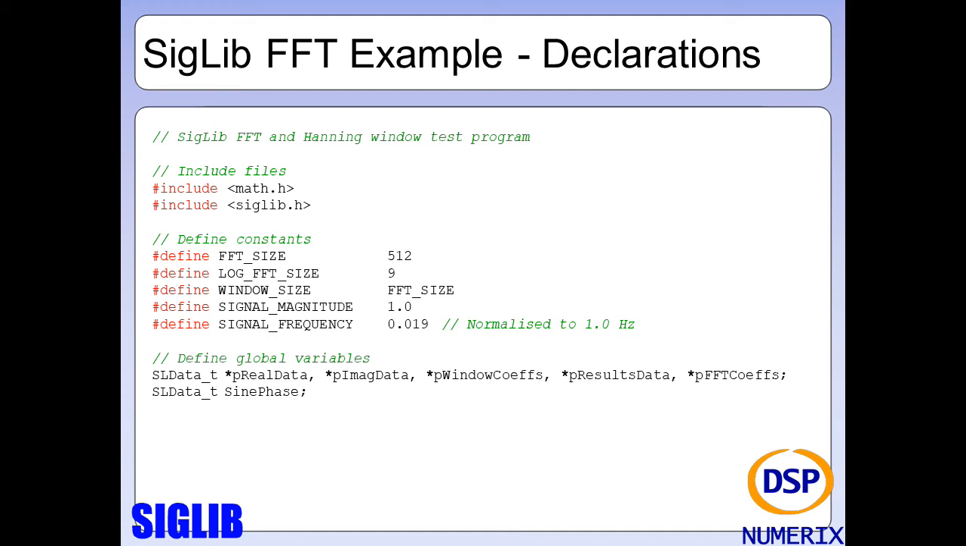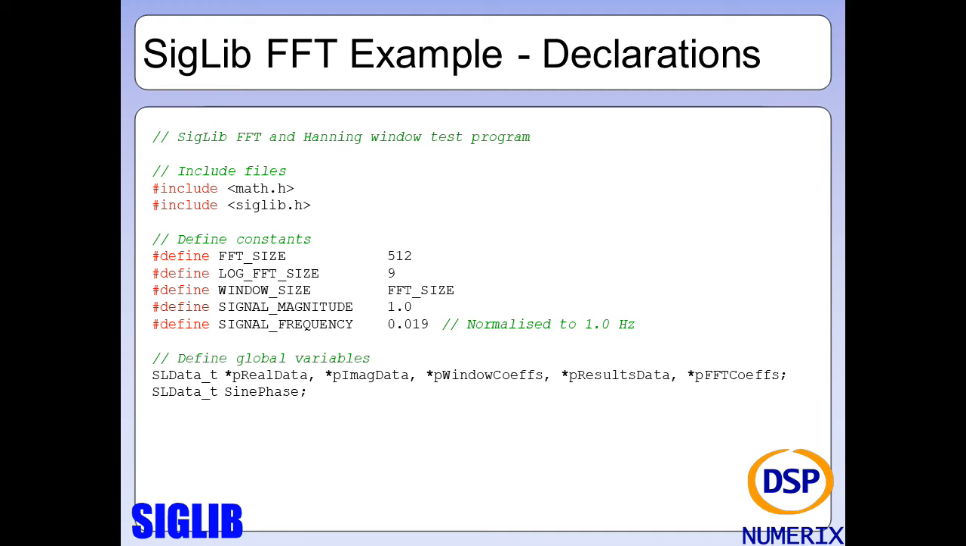An interesting point to note here is that the frequency of the sine wave is normalized to 1 Hz. All SigLib frequencies are normalized to 1 Hz to ensure maximum portability across different applications. If you wish to generate a frequency with a particular sample rate, then all you need to do is scale the frequencies appropriately for your application.